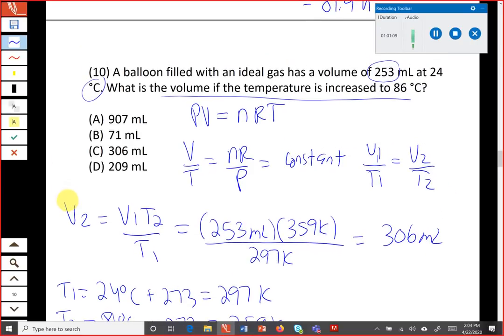So we do expect the volume to increase because we're raising the temperature, and that's going to cause the gas to basically move faster and push harder on the walls of the container, and then the correct answer then would be C, 306 milliliters. All right, so any questions on that one?